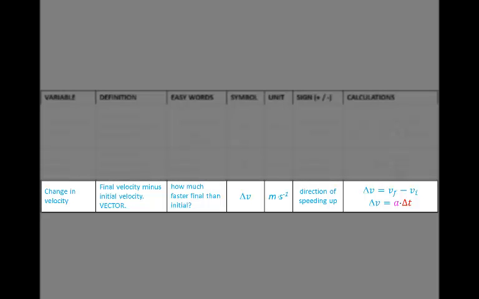Now let's speak about change of velocity, delta V. Delta V is measured in meters per second, but it means something very different to instantaneous and average velocity. Change in velocity tells us how much faster it's going at the end of the interval than the beginning of the interval. We find it by V final minus V initial.